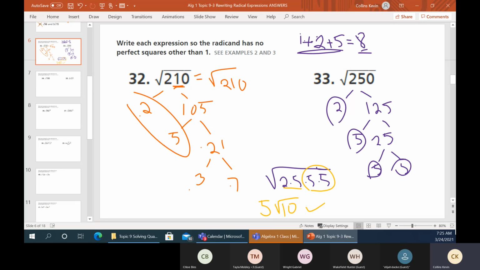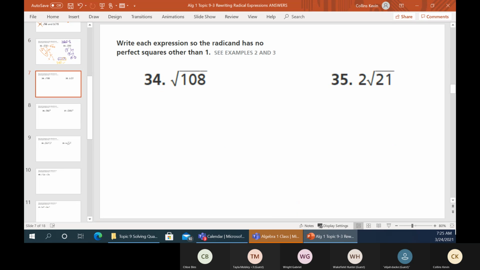All right, cool. Let's move on. Well, we already did this one, didn't we? We've done that one a couple times, so we're going to skip it. I think the answer is 6 square root of 3. Yeah, we've done that one quite a bit.